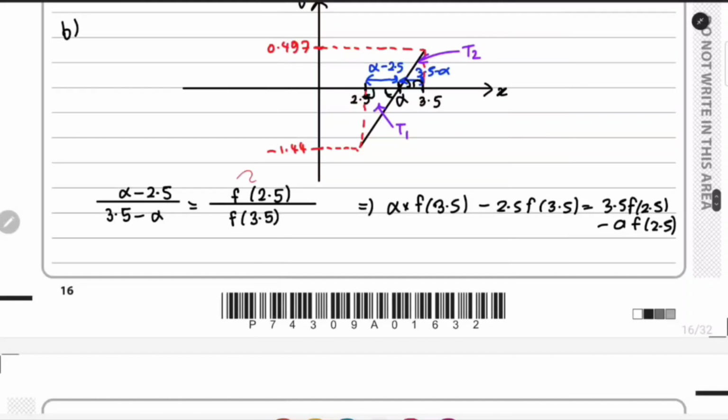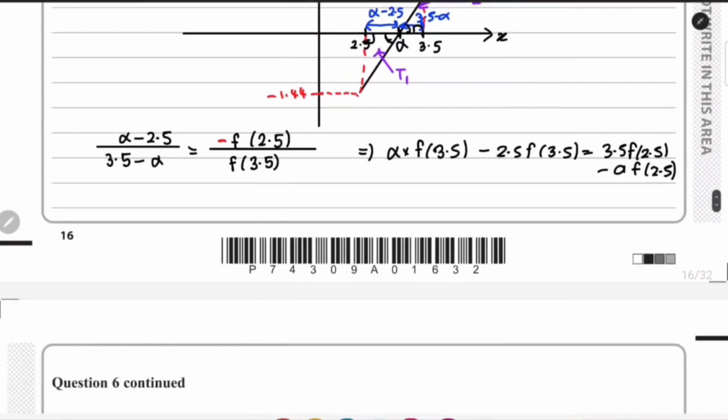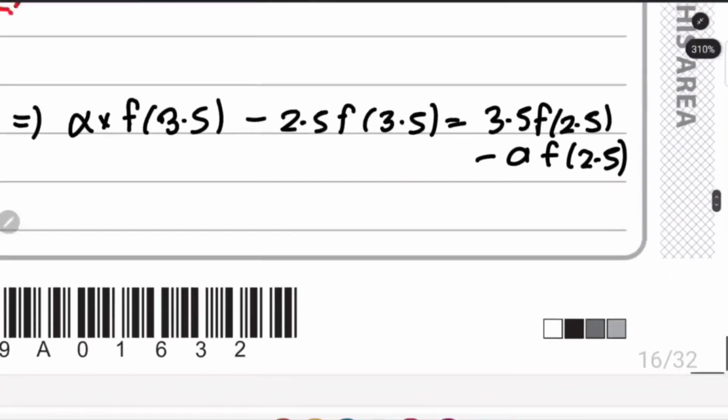Instead of f of 2.5, we'll take minus f of 2.5, because f of 2.5 will be negative 1.44. However, we are considering similar triangles. We just need the length, or the magnitude, of this. We don't need the sign. So we'll change the signs here.